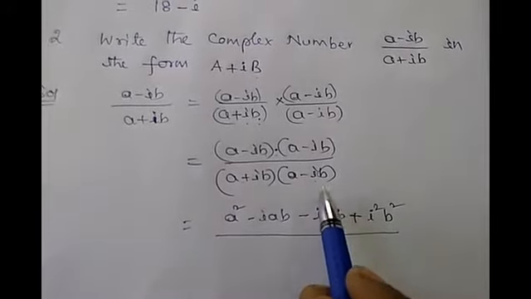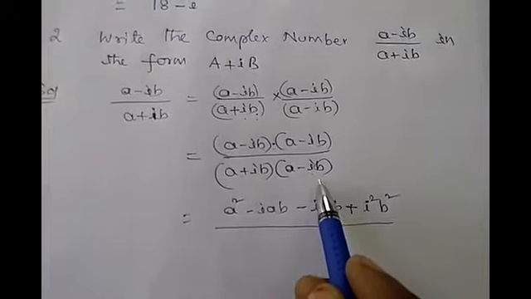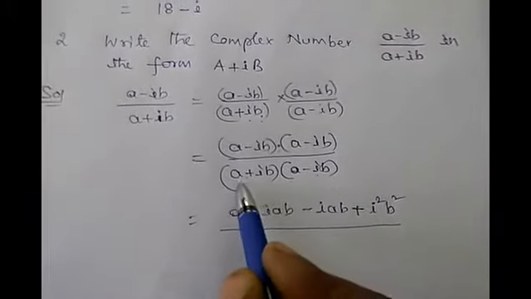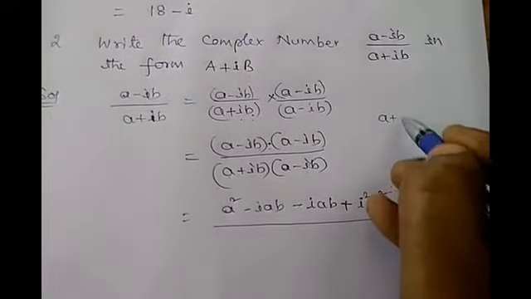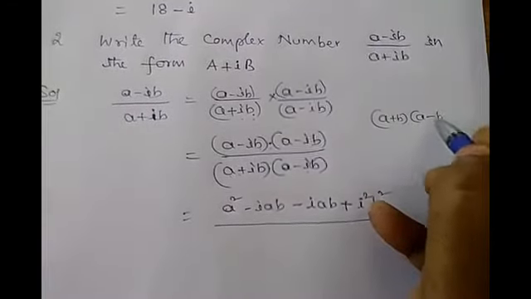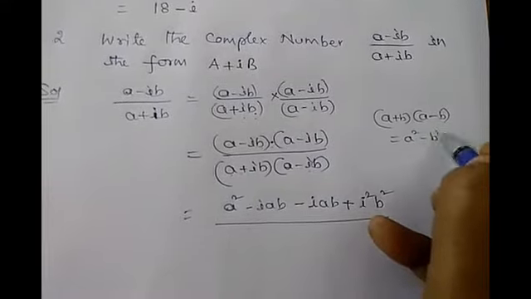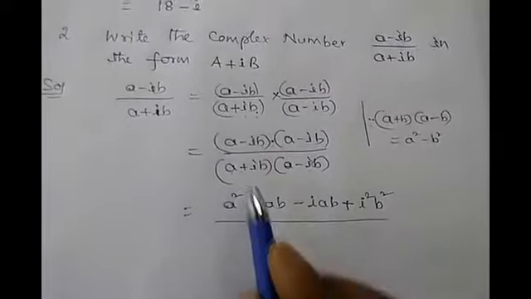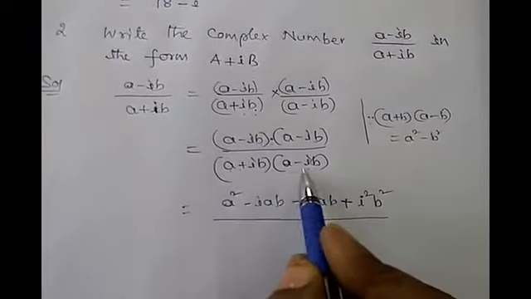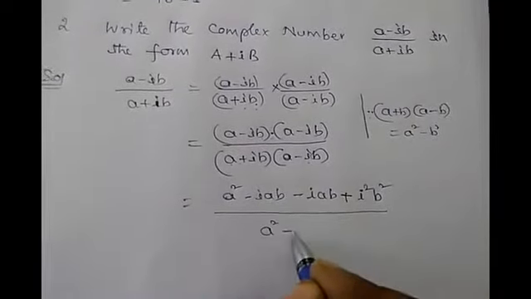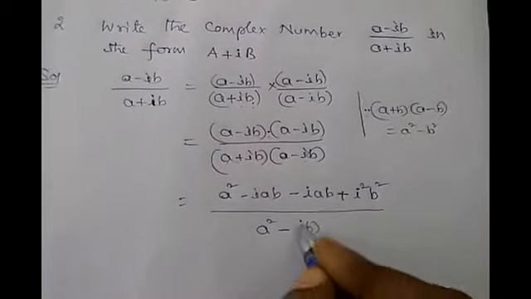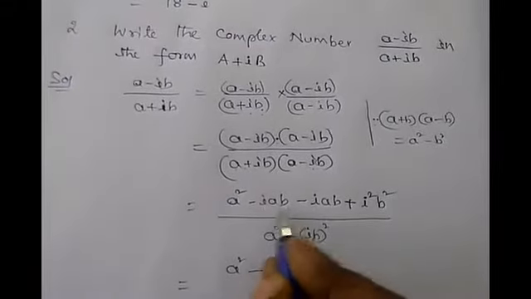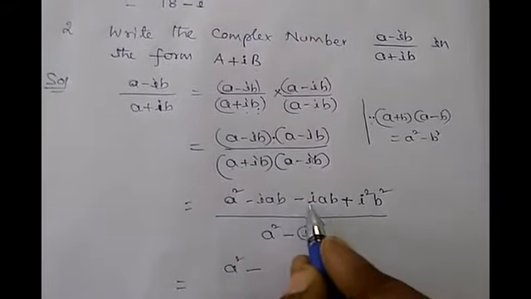It is in the form of (a plus b) into (a minus b). What is (a plus b) into (a minus b)? A square minus b square. So (a plus b) into (a minus b) equal to what? A square minus b square. By using this formula, you can multiply the denominator. (a plus ib) into (a minus ib), so a square minus (ib) whole square. That implies the numerator is a square minus iab minus iab.